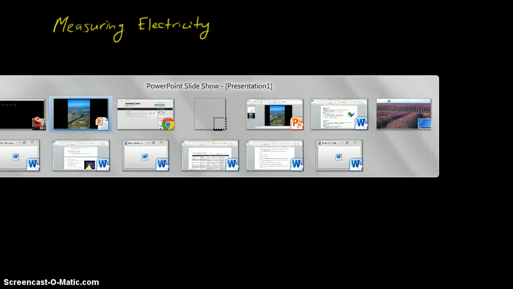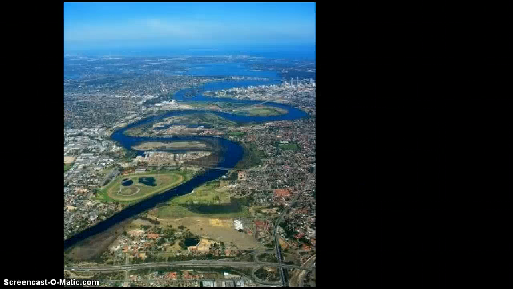I'd like to talk about measuring electricity, but of course to do that, I'm going to have to talk about measuring something else. So let's talk about rivers. If I was to measure this river, I could measure how long it is, how wide it is. Maybe I might want to measure how much water is in it, or how fast the water is moving. Measuring electricity is very similar.